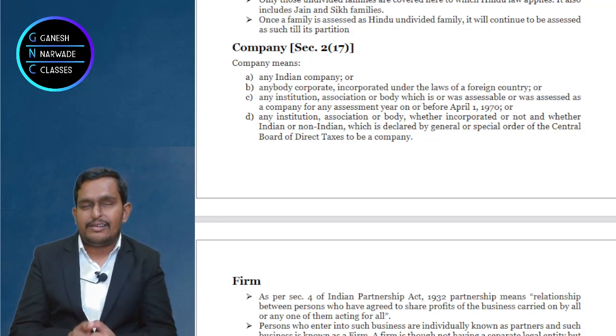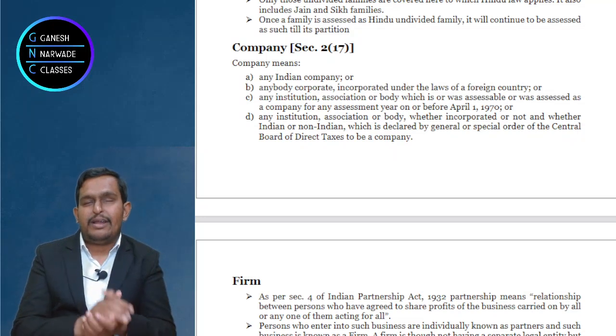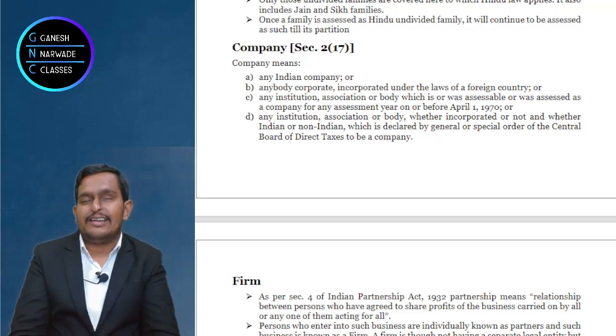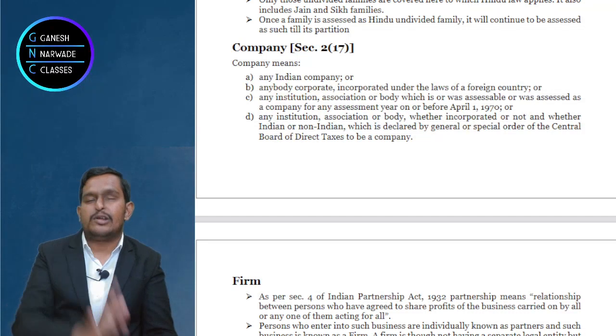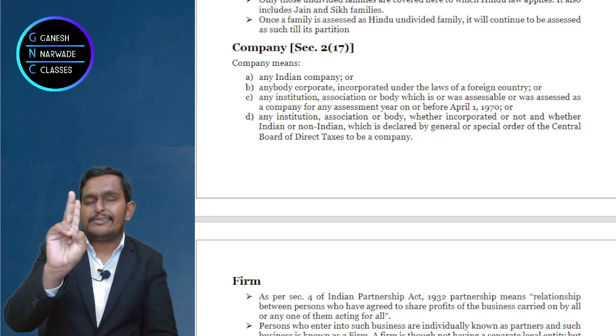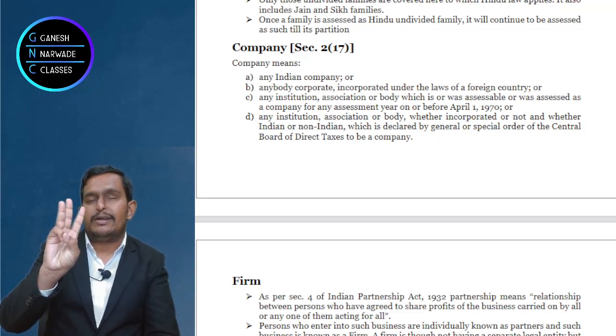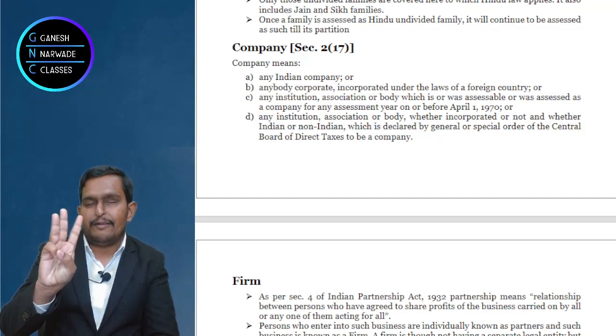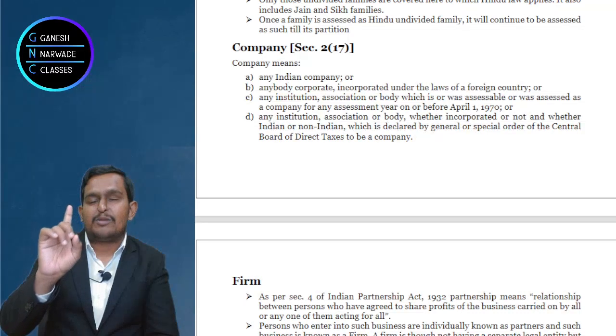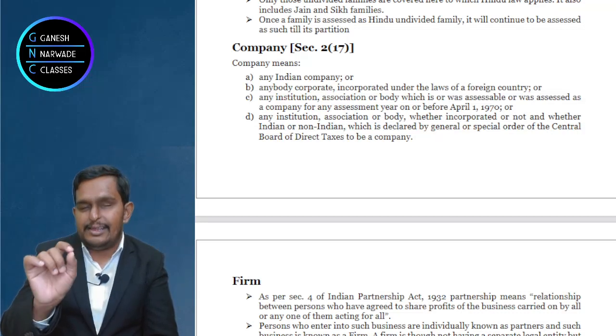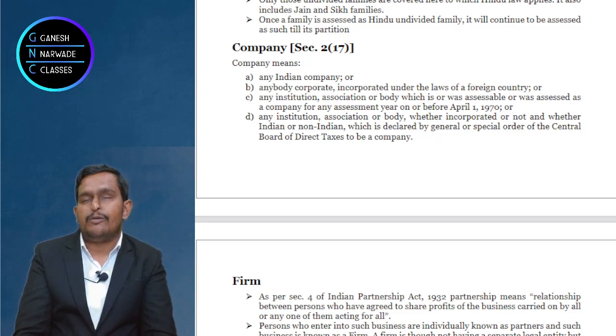And if it is an institution, association, body corporate, whether incorporated or not, but if it is declared as a company by the CBDT, Central Board of Direct Taxes, then it is also a company. So company has 4 points to remember. First one, Indian company. Second one, company registered outside India, that is foreign company. Third one is institution, association, body corporate, whether incorporated or not, but treated as company before 1st April 1970 by the government. Last one is institution, association, body corporate, incorporated or not, but treated as company by the CBDT. Okay. So individual over, HUF over, company over.